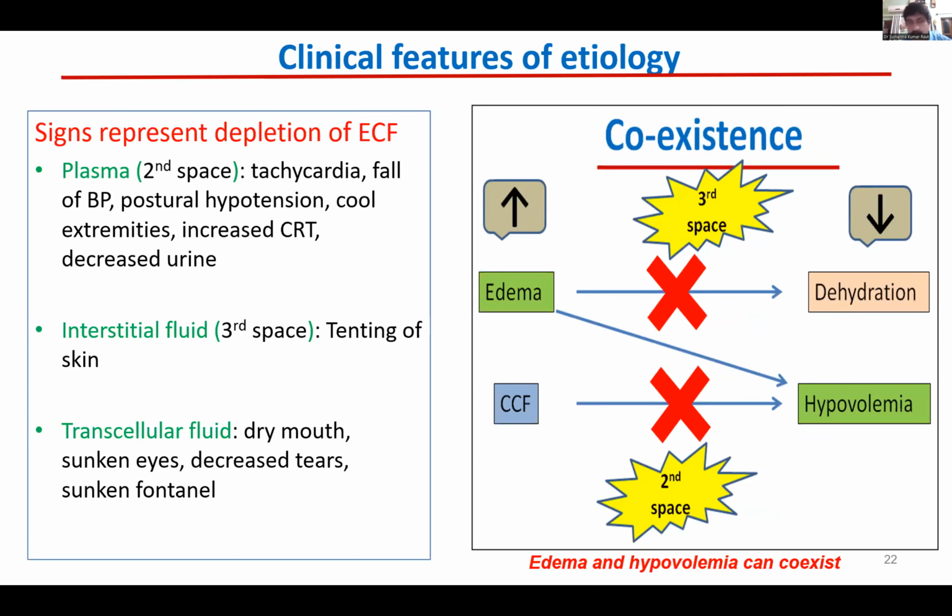So this is on the right side picture shows one more important thing, that is in case of the third space or the interstitial space, if the fluid goes up, that is called edema. If the fluid goes down, that's called dehydration. Similarly, in case of second space, just like an intravascular space, if the fluid goes up, it is called heart failure. If the fluid goes down, it is called hypovolemia. So these four terminologies are not to be intermingled, because edema and dehydration cannot happen in the same patient at the same time. And similarly, heart failure and hypovolemia cannot happen in the same patient at the same time.